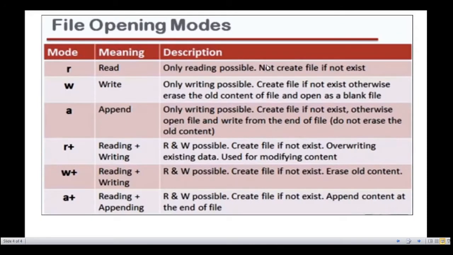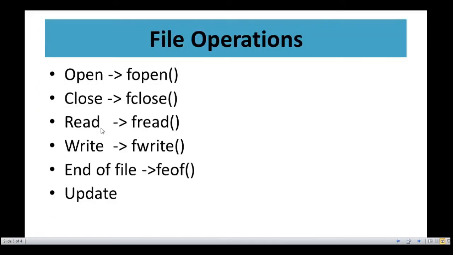There are different modes while opening a file. Read mode is only for reading. Then write mode, append mode, R plus mode for reading plus writing, W plus mode for reading plus writing, and A plus mode for reading and appending. What is the meaning of each mode? We will see in detail. Let's take one example, and we will see all these modes and operations in detail with the help of the example. Let's see.